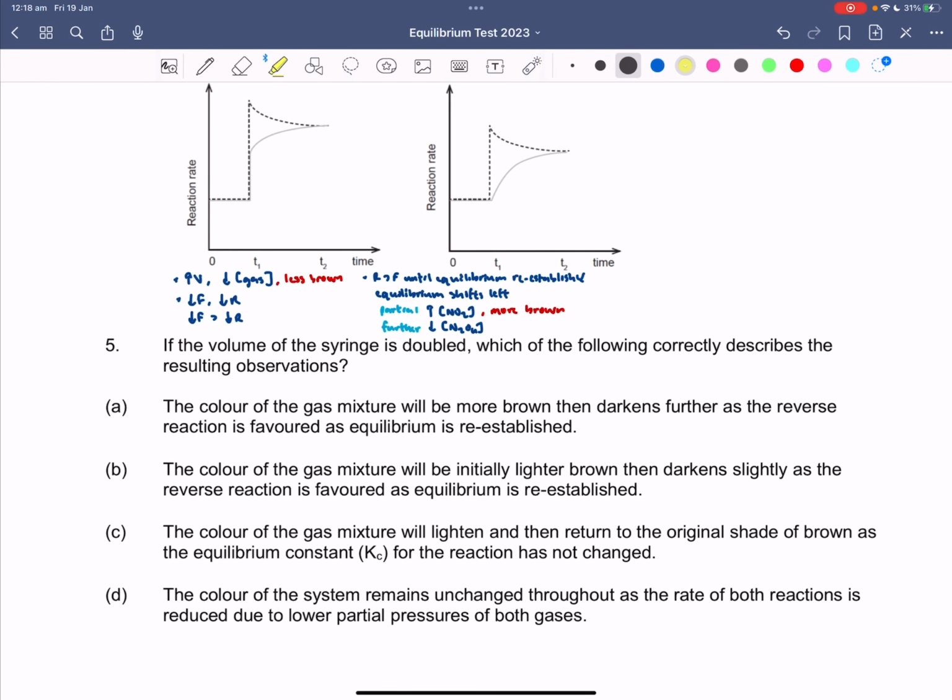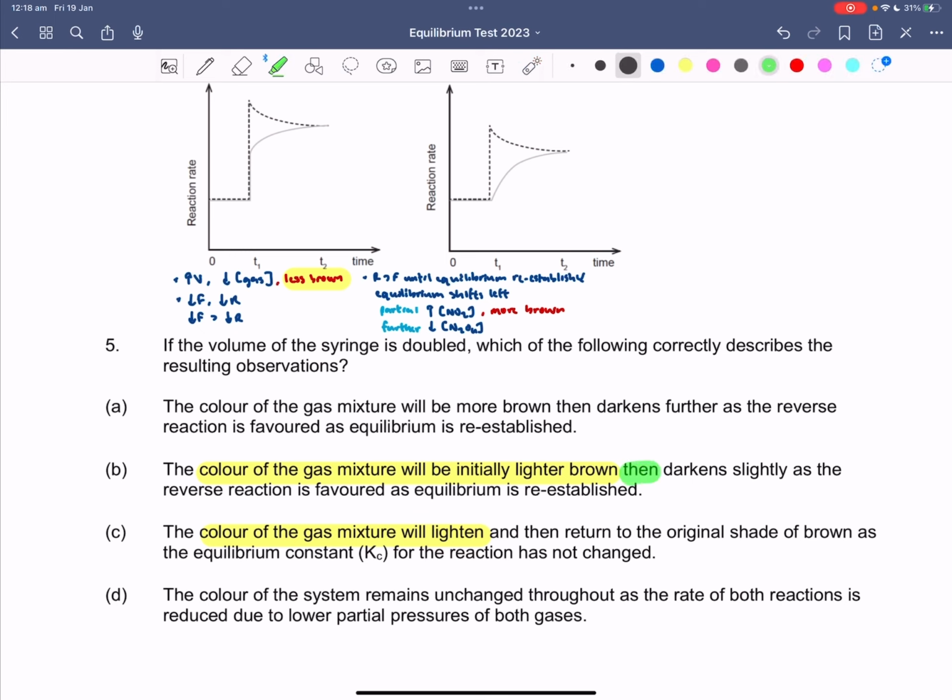So where's the one where it says that it became less brown initially? The color of the gas mixture will initially be lighter brown. This one also says will lighten. And then what does it say? Then darkens slightly. These ones, by the way, said the color will be more brown. That's not true. The color remains unchanged throughout. That's not true. These two things are true, that the color of the gas mixture will lighten and then darkens slightly. That's what I'm looking for.